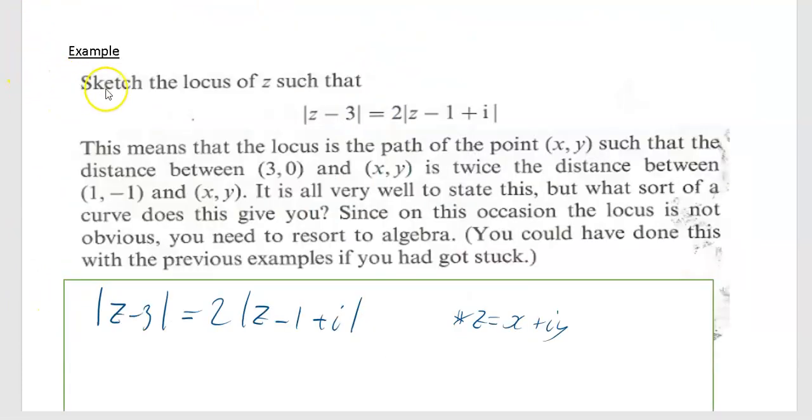Okay, this example says sketch a locus of z such that modulus of z minus 3 is equal to 2 upon the modulus of z minus 1 plus i. Right, you can read through this in your own time. I'm going to jump to this question, and the easiest way to do it is to go back, get it back into Cartesian form, and then sketch it from there. So that's what I'm going to do now.